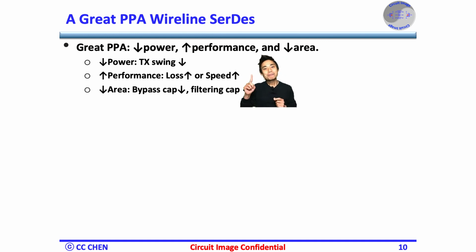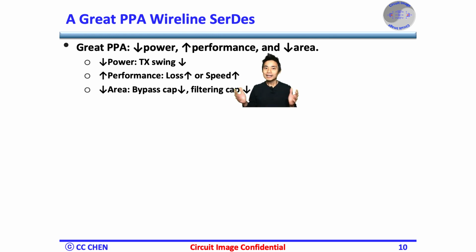Second, high performance implies a maximum data rate in a high channel loss. Third, a low signal area implies less decoupling capacitance and filtering capacitance. So both SI and PI will shrink the eye opening further.